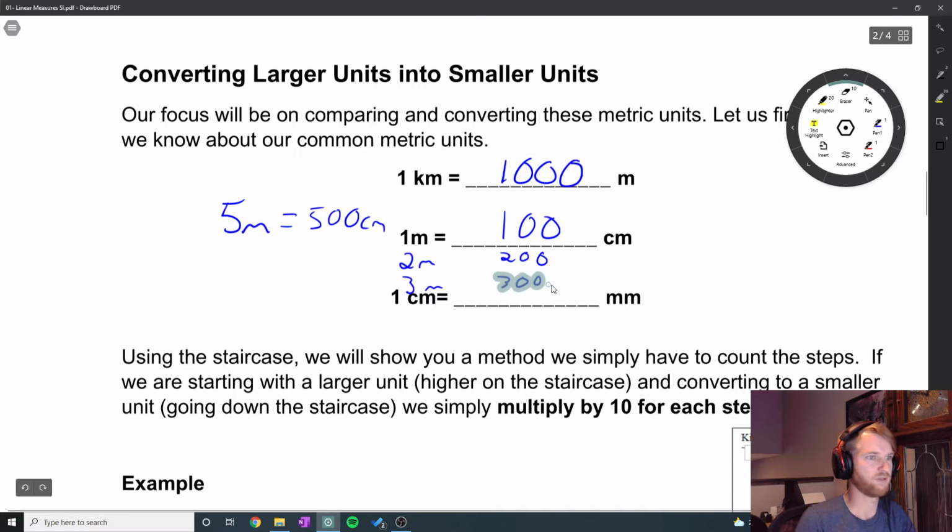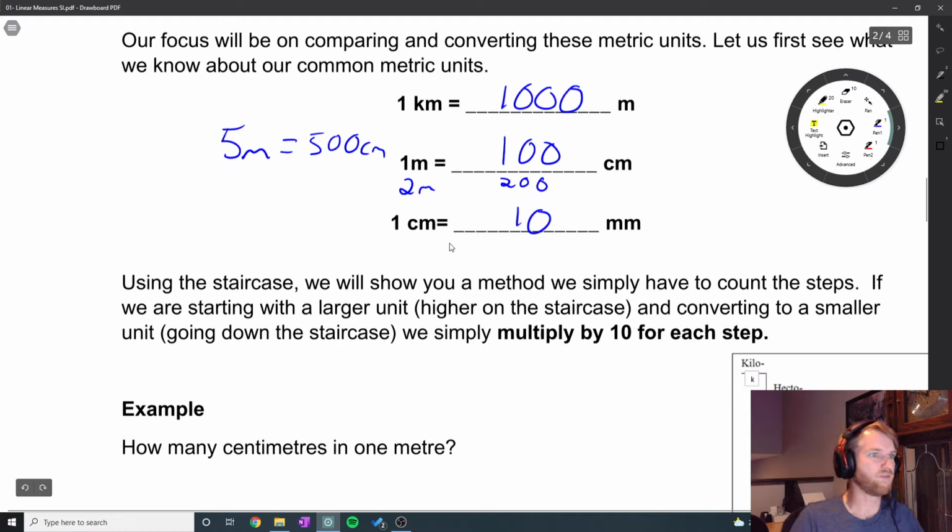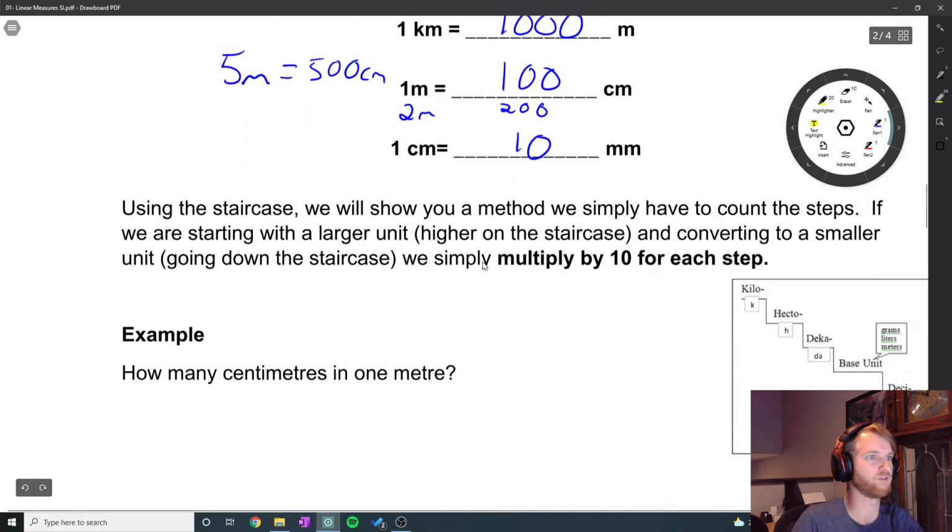All right, so lastly on this list here, 1 centimeter is 10 millimeters. Again, think of a ruler, think of how big 1 centimeter is, and that 1 centimeter on a ruler is broken up into 10 millimeters.